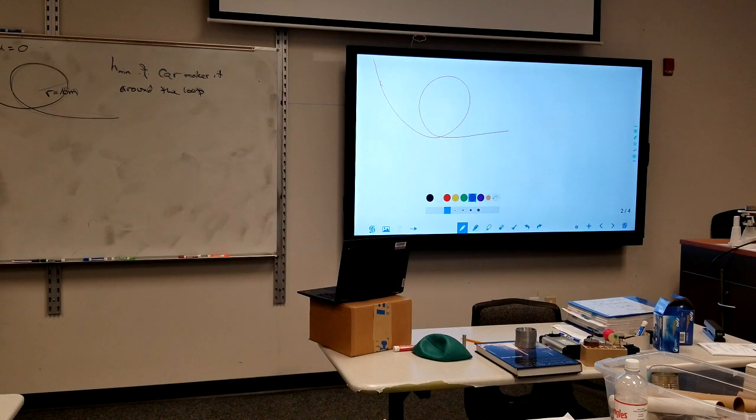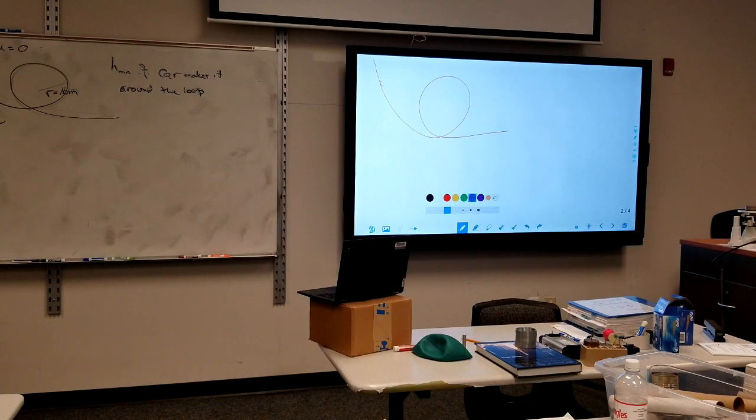Weight. Normal force of the track. So if we wanted to do work energy, let's figure out, are either of these doing any work? Weight. Weight is keeping it to the ground. Okay, but in terms of work, is it changing height? Isn't it rolling down the ramp? Yeah, moving down the ramp. So weight is going to be doing some work.